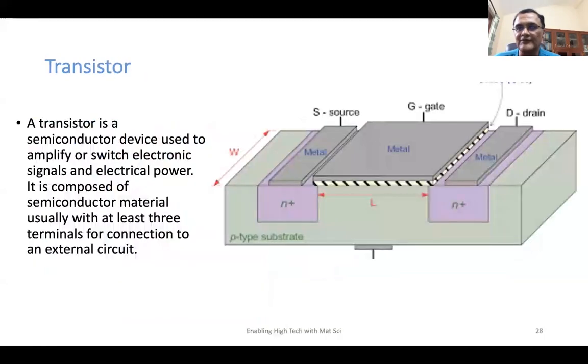This is again a very basic view of what a transistor does. Like I said, it's nothing but a semiconductor device which can be used for amplification or as a switch. The transistor in a lot of ways is responsible for the binary logic that we have here. One neat thing about the transistor, in this particular case, I'm showing you an example of what's known as a MOS transistor, which is a metal oxide semiconductor transistor.